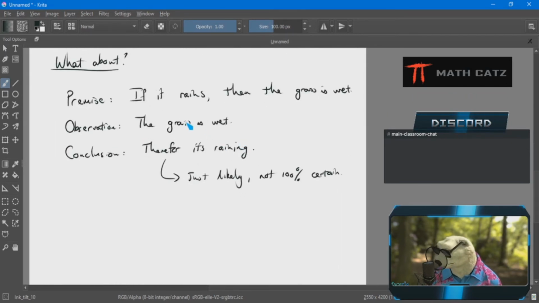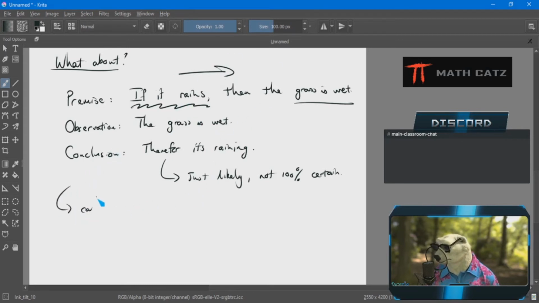In this version, I observe the second part of the premise and assume that it comes from the first, when it doesn't have to. The premise is only one direction. Rain causes wet grass. Wet grass doesn't necessarily come from rain. It's not, I'll say, a two-directional statement. Don't want to get too fancy with naming these. So this is a form of reasoning. It's just not a logically sound form of reasoning. This is called abductive reasoning.